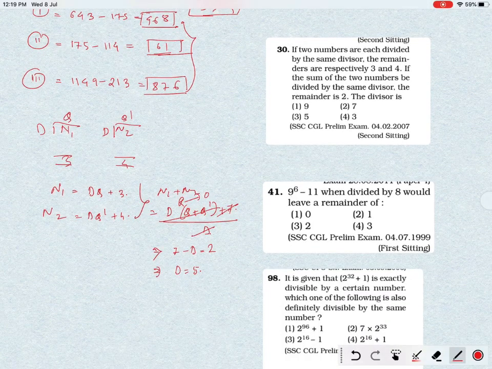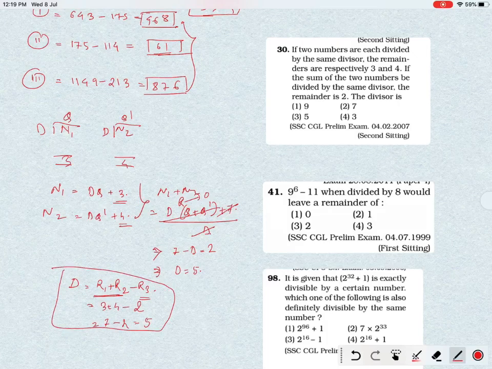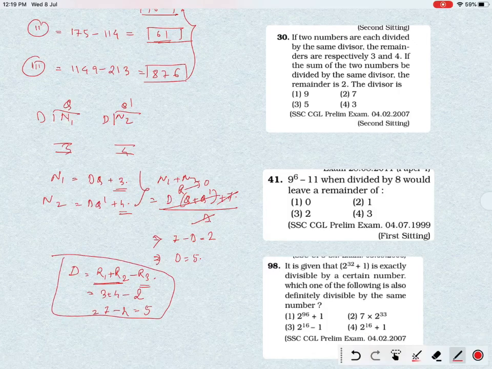So friends, we can get a very good shortcut trick for this. In this type of question, to find the divisor, we simply use the formula r1 + r2 - r3. We add the first two remainders, that is 3 and 4, and subtract the third remainder, that is 2. That is 7 minus 2, equal to 5. Remember this, it is very useful. Okay, now let's move forward.